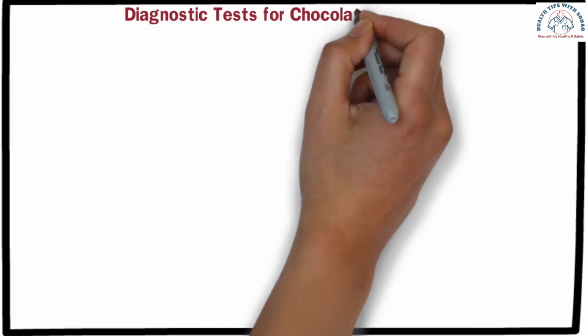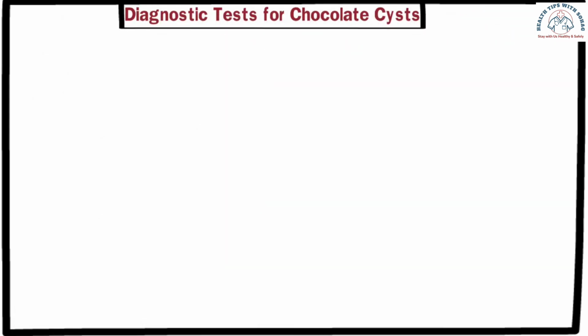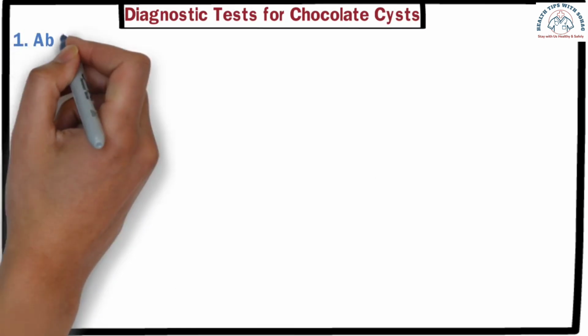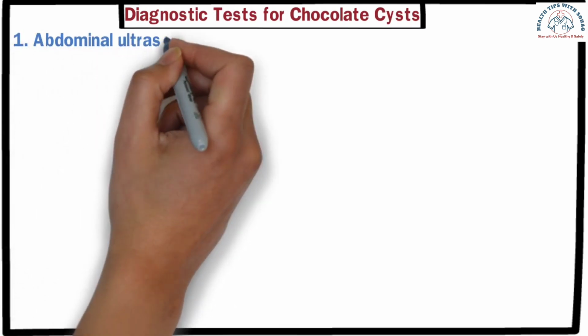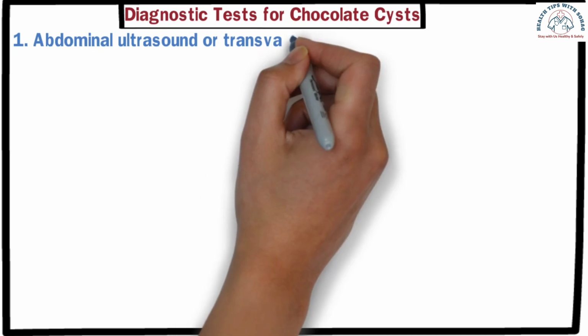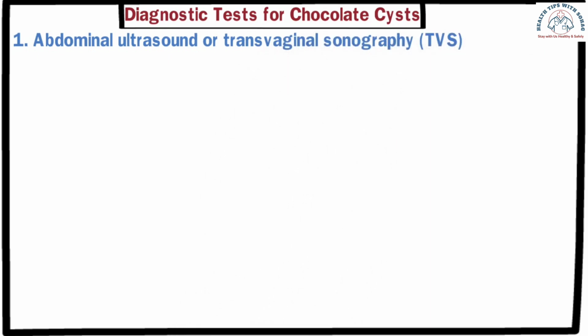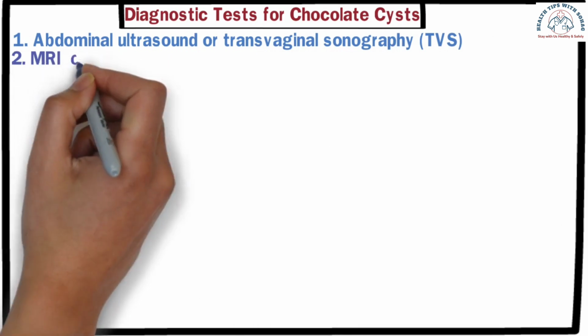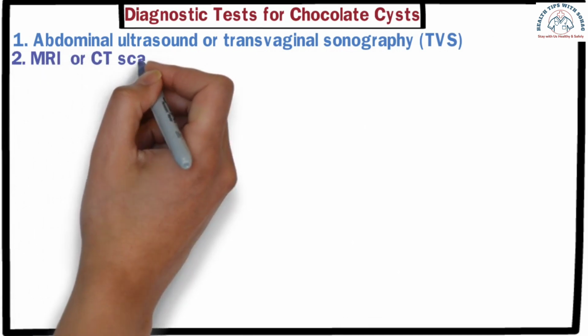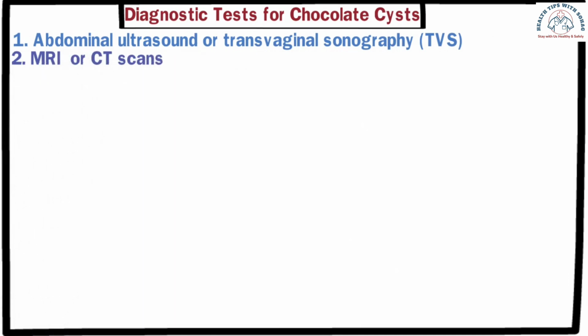In some cases, chocolate cyst might not show any symptoms at all. Diagnostic tests for chocolate cyst. To diagnose a chocolate cyst, the following tests are usually recommended. Number 1, abdominal ultrasonography or transvaginal sonography. This imaging test can help detect the presence of cysts in the ovaries. Number 2, MRI or CT scan can also detect chocolate cyst.